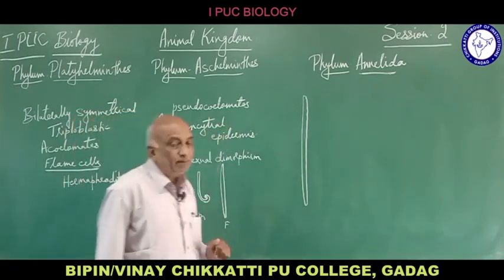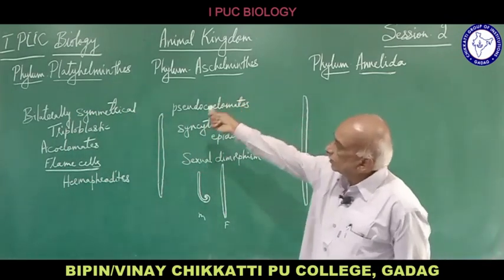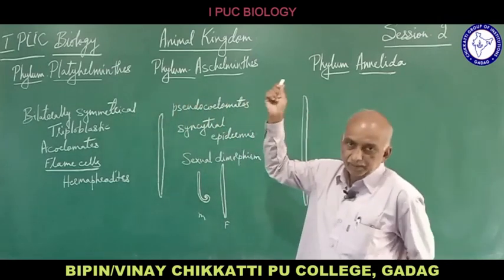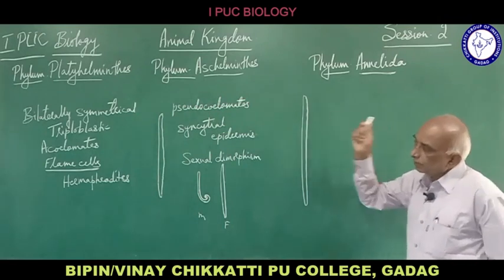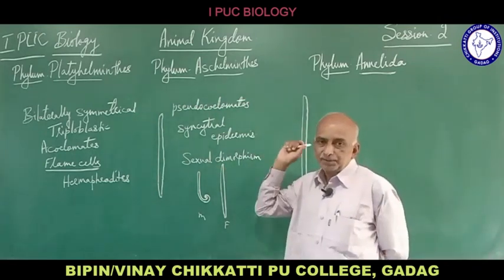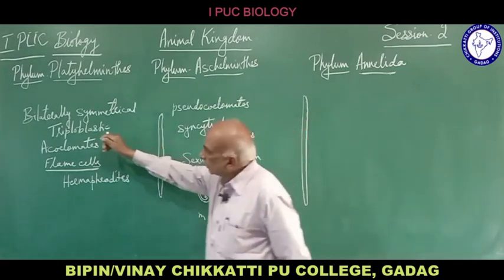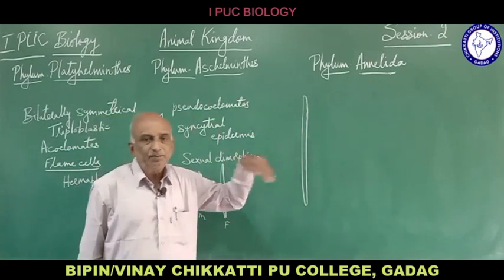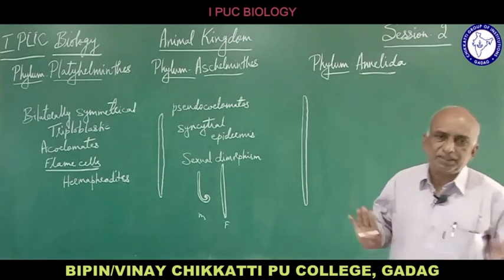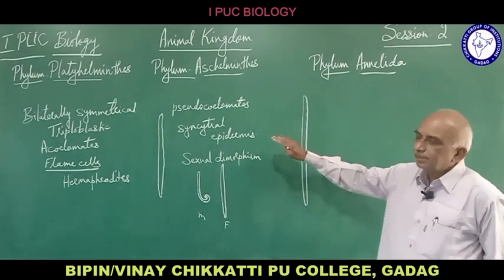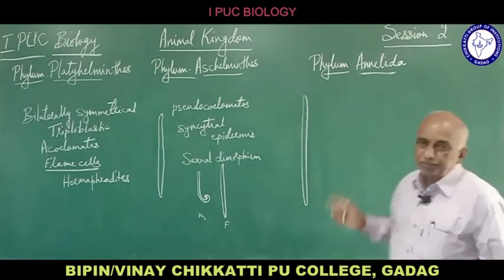So, here phylum Annelida, and one more in this, they are all bilaterally symmetrical. That means they can be divided into two equal halves in a single plane only, and they are made up of three layers. So, triploblastic is common throughout all the phyla which we come to further. Whichever group you study further, they are all triploblastic. But bilaterally symmetrical is restricted only up to a particular phylum, that means only up to 1 or 2 phyla.